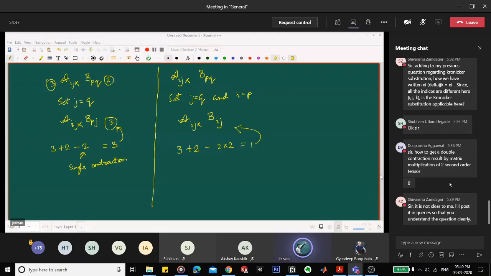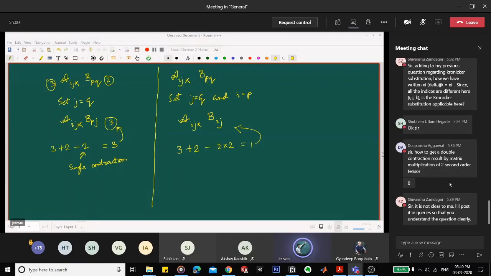Shubham's question also, I have requested him to post in the mathematical preliminaries, his doubt regarding perpendicular and parallel projections of a vector. This one I have answered. Shivanshu has said that he wants to post it on the mathematical preliminaries so that it is clearer. Okay.